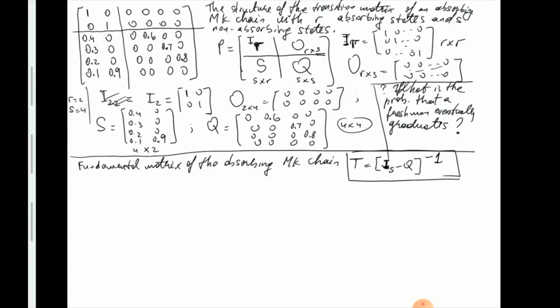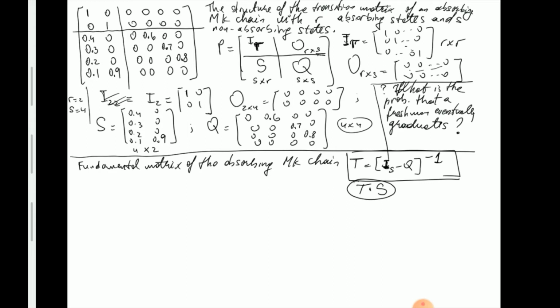So there are two matrices to compute based on S and Q. The first one, called T, is called the fundamental matrix of the absorbing Markov chain. This fundamental matrix, denoted by T, is the inverse of the matrix obtained from subtracting the matrix Q from the identity matrix with S rows and S columns. And then another matrix doesn't have any name, it's just T times S. So once you come up with the fundamental matrix, you can also compute the matrix from multiplying T with the matrix S, which will give us another important piece of information related to the long-term behavior. We're going to illustrate with examples on the next page immediately.